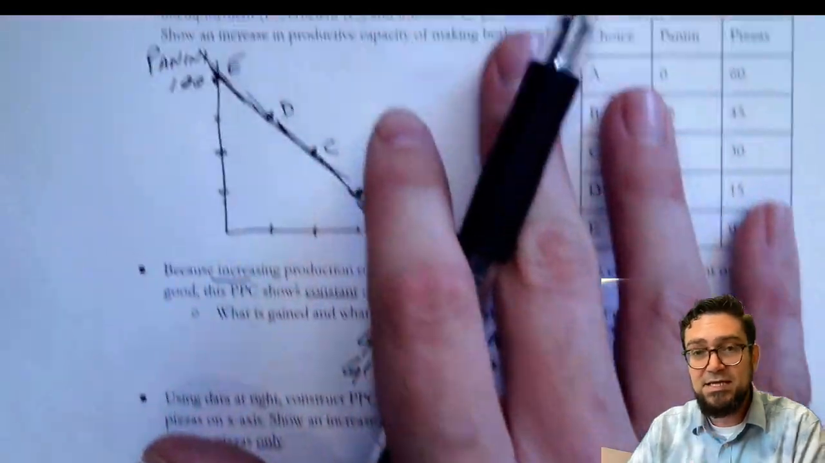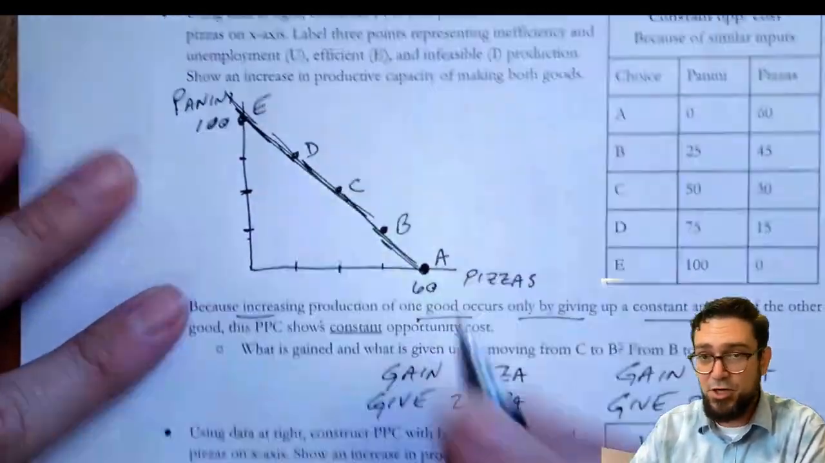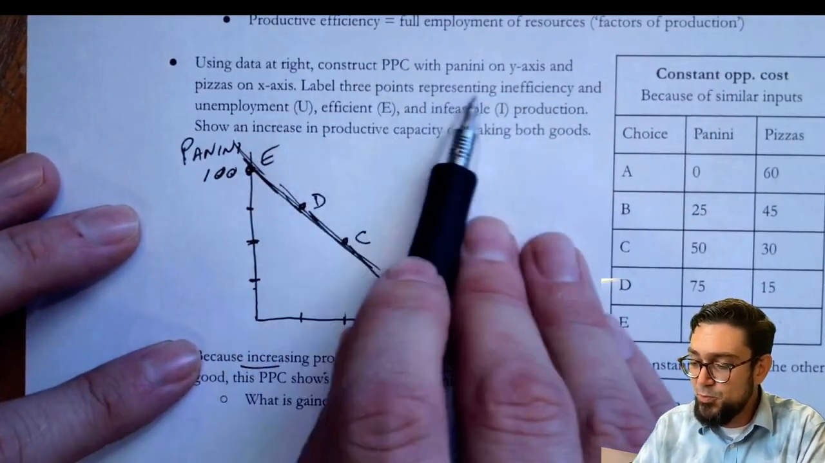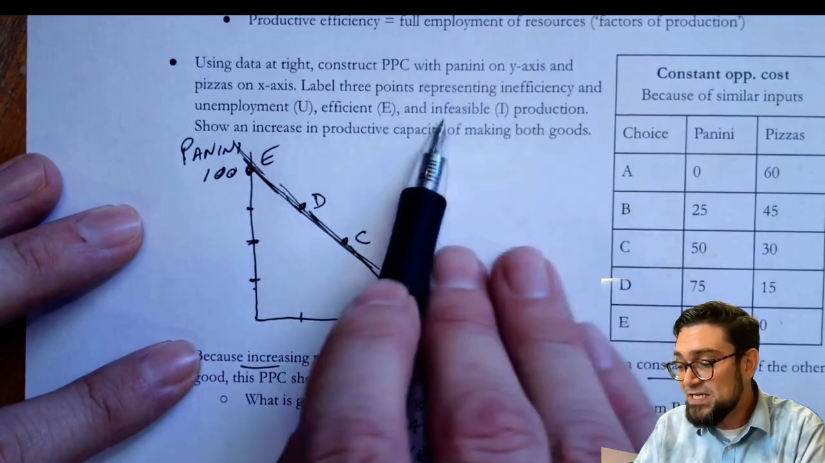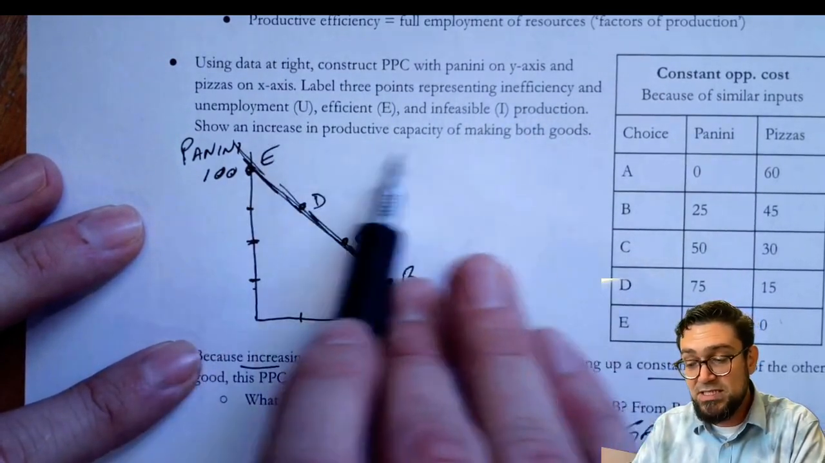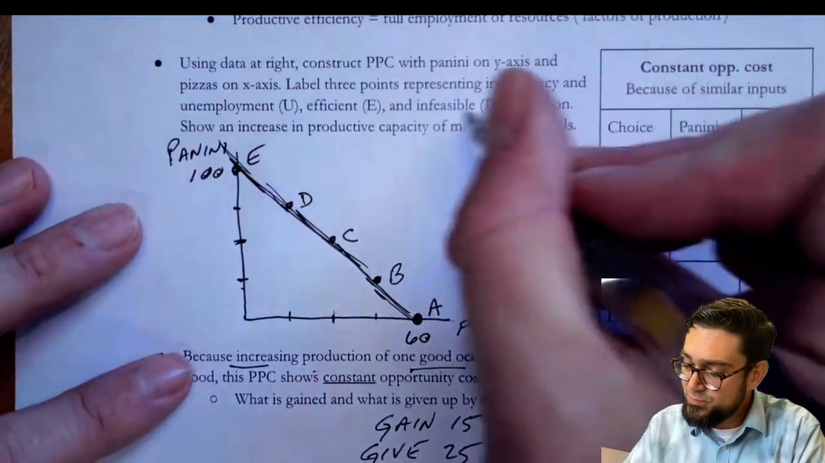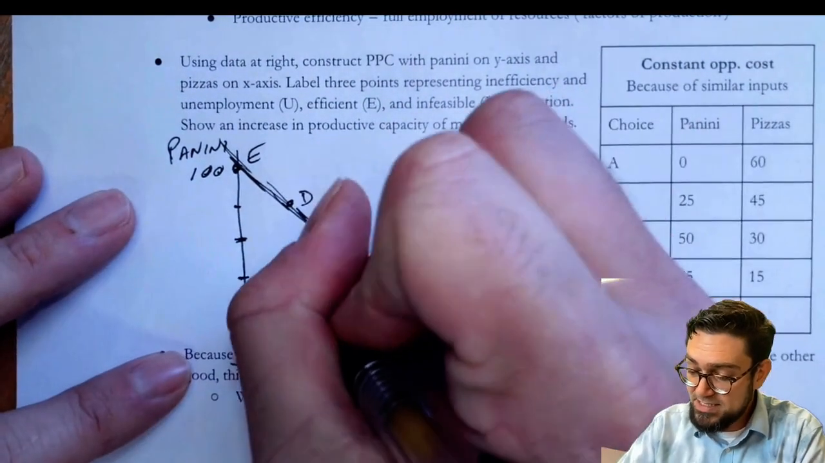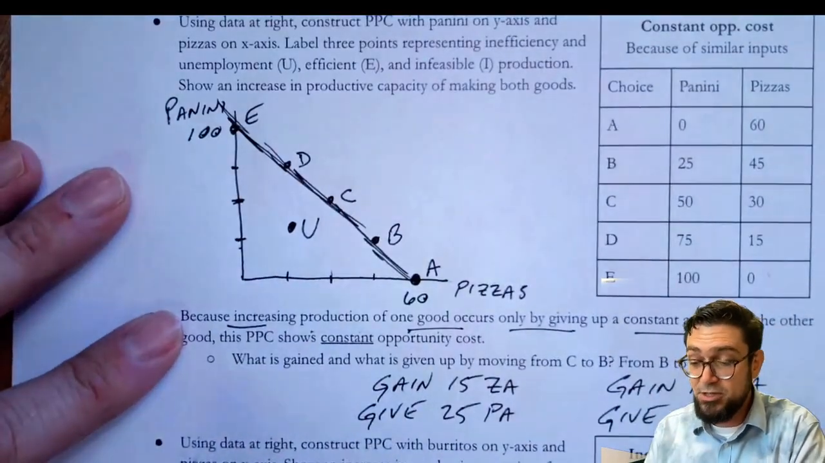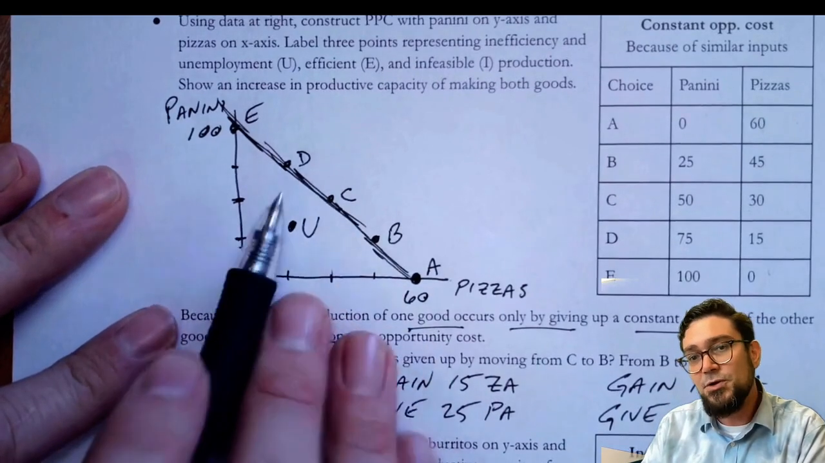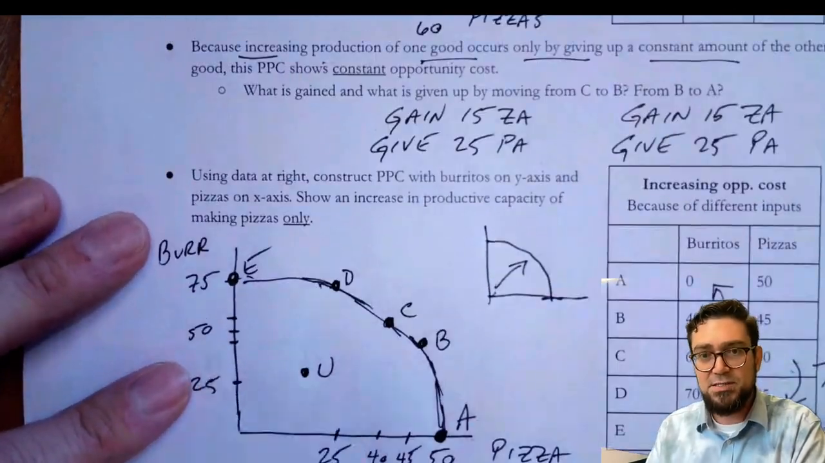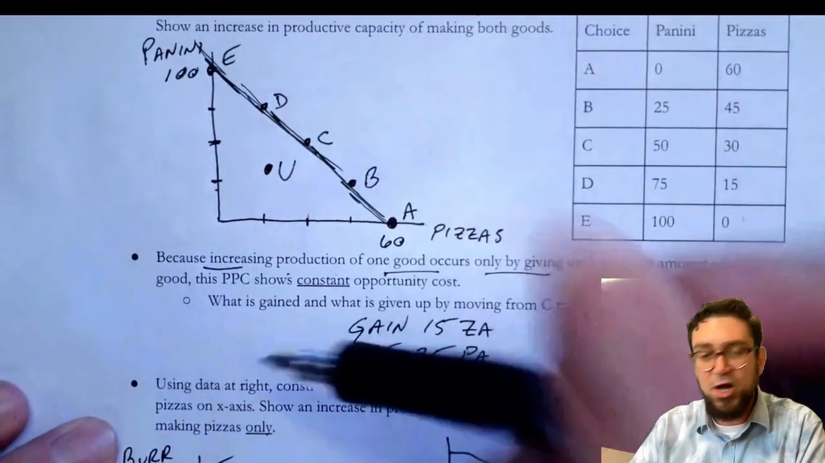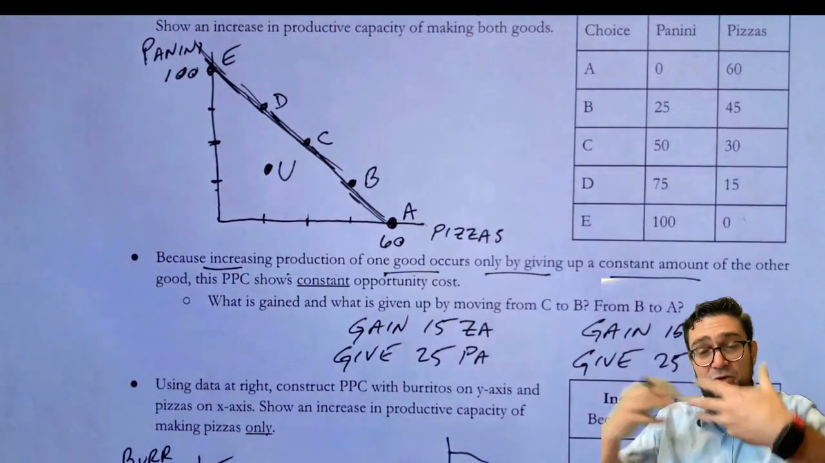Now, one last thing that we didn't label in the very first one, and we're going to go back and do it now, is label 3 points representing inefficiency and unemployment, efficient, and infeasible production. And then we're going to do the second step in just a hot sec. So when we say inefficiency and unemployment, that's anything where we're not fully using our resources. So that would be a point underneath the curve. Now on this one, any point under the curve as well. So that's the same concept, unemployed resources, right? We're not fully using them.